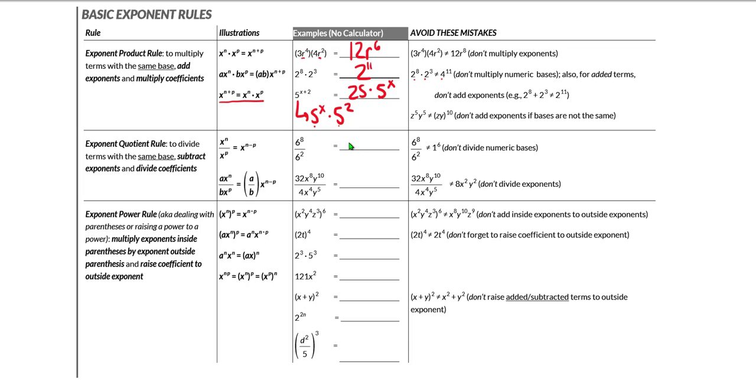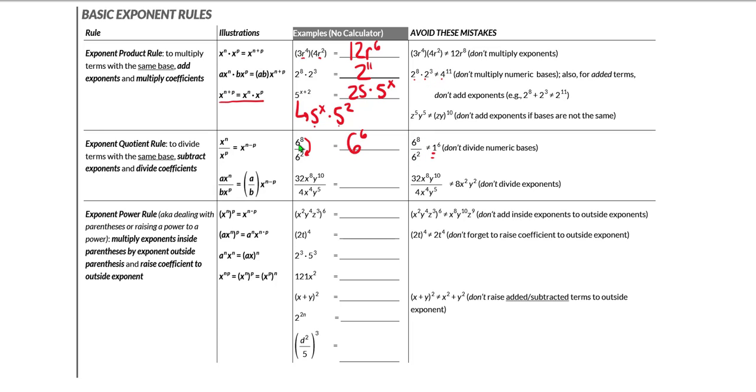For the quotient rule, when we are dividing terms with the same base, what we do is we subtract the exponents and divide the coefficients. So we have 6 to the 8th divided by 6 squared. This is just going to be 6 to the 6th. Again, we simply subtract the exponents. Do not divide your numeric bases. In the same way that we don't multiply our numeric bases, we do not want to divide our numeric bases.